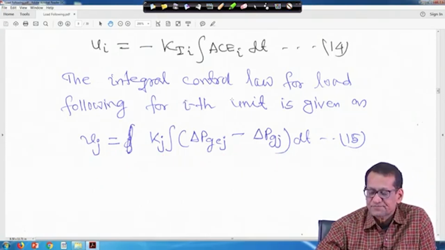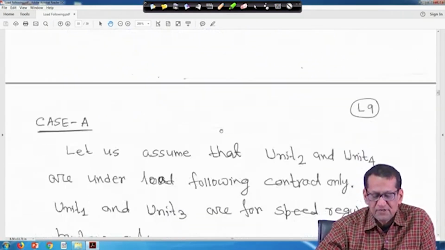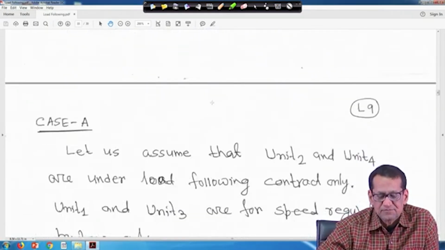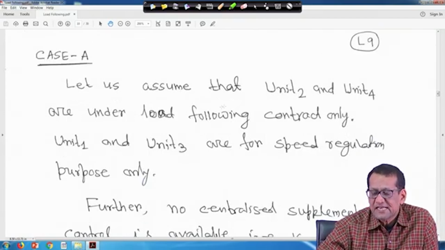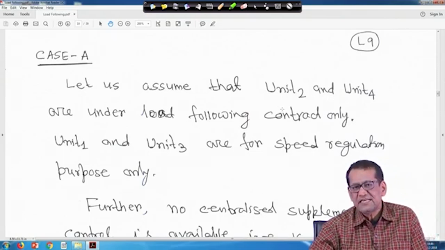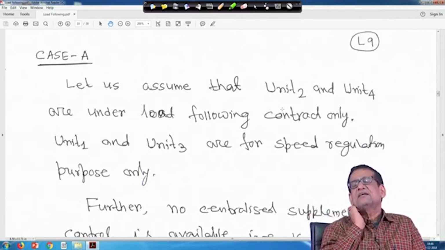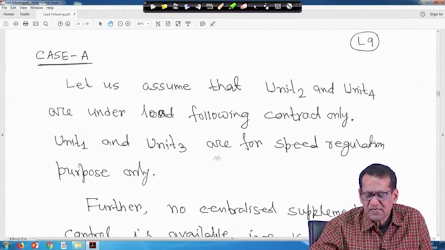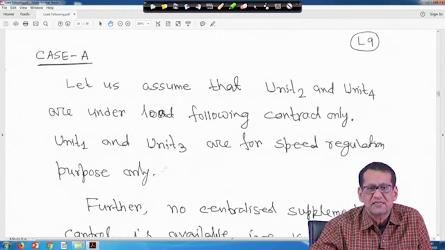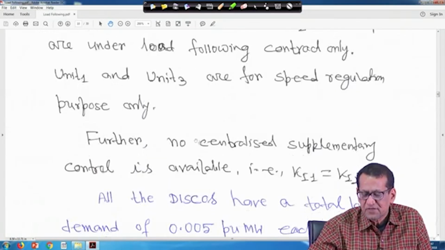Now we will make some case studies, right. So, let us assume that unit 2 and unit 4 are under load following control only. That means, in area 1 unit 2 is there and in area 2 unit 4 is there. So, these two are under load following control only. Unit 1 and unit 3 are for speed regulation purpose only, right. So, further no centralized supplementary control is available, that is Ki1 is equal to Ki2 is equal to 0.